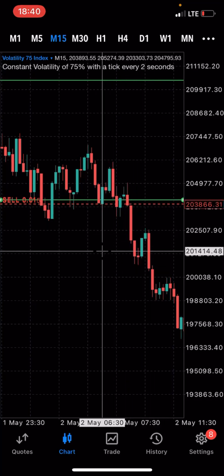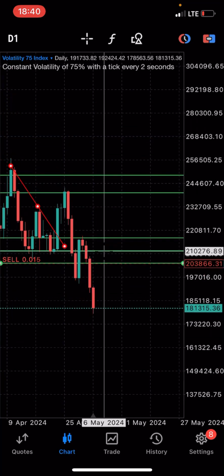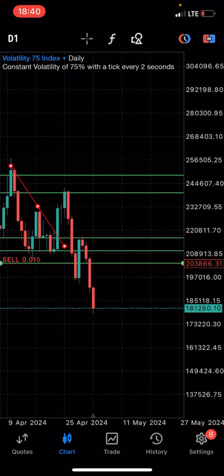So what am I saying? In essence, we've been talking about crash 300, and I've been telling you guys that we can use price action to trade crash 300. But I also told you guys you can use it to trade other pairs. This is the VIX75, and it's still all about price action.